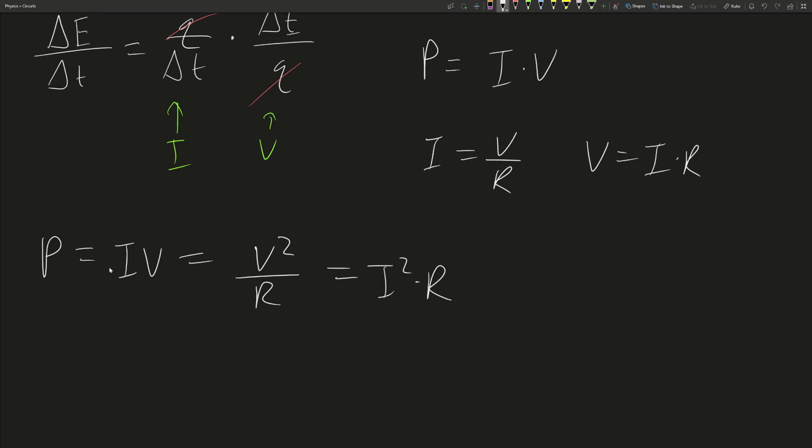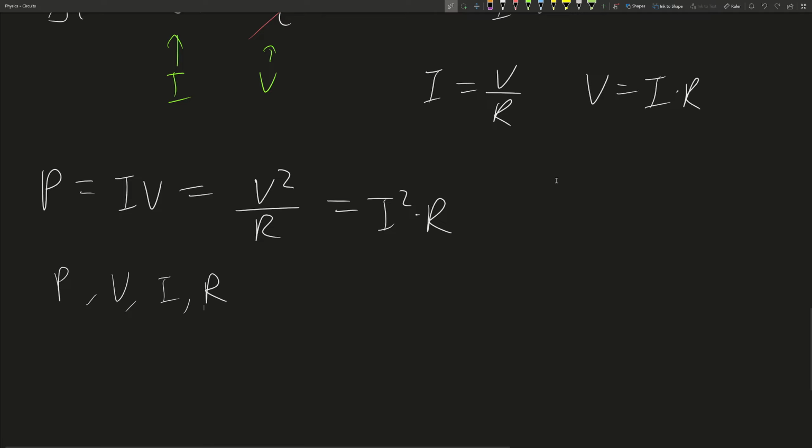In order to calculate any one of these variables, you only need to know two of them. The variables are power, voltage, current, and resistance. You only need to know two of those to calculate the last two. So if you're given voltage and current, you can calculate power and resistance. Or if you're given power and resistance, you can calculate voltage and current. So those are all related.